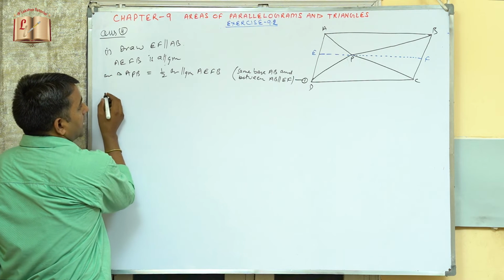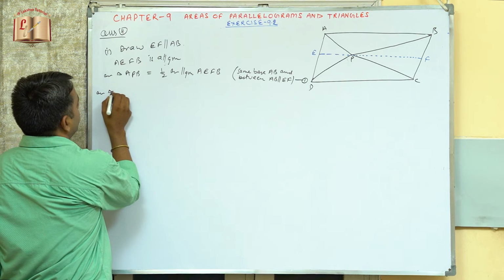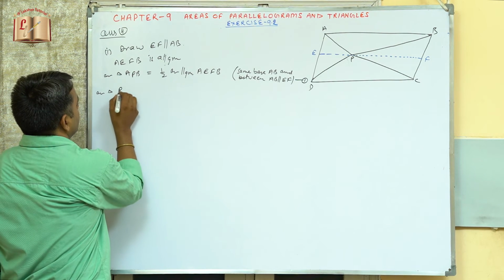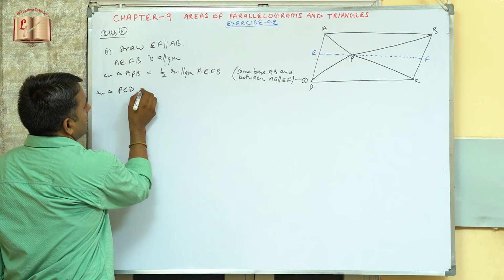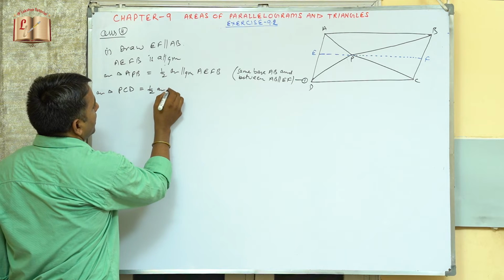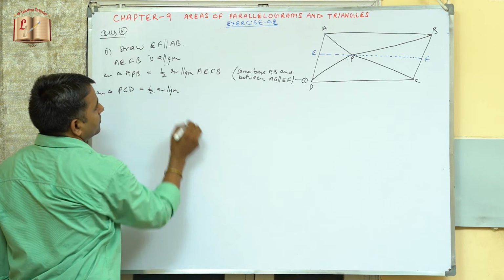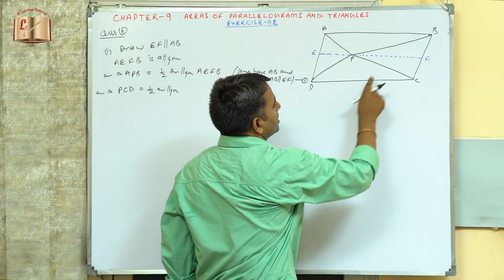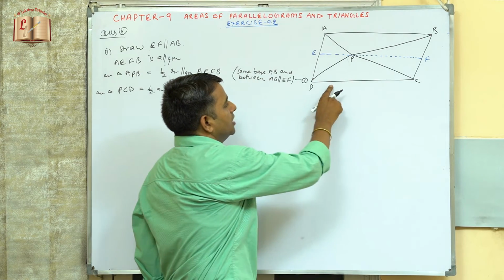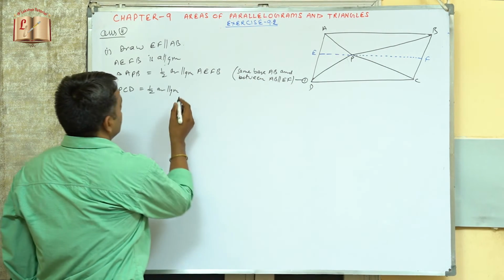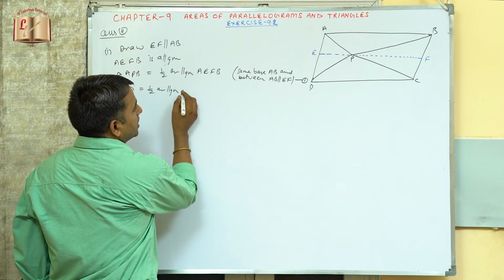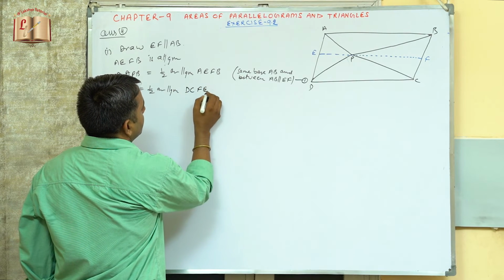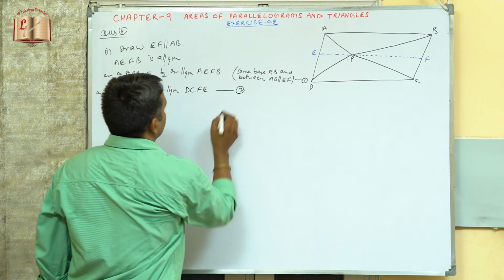Similarly, we can get the area of the second triangle, PCD. Area of triangle PCD will be equal to half of area of parallelogram DCFE. Similarly, this is also a parallelogram because this side is parallel to this side and this is parallel to this. So this is a parallelogram now. So this is equation number 2.